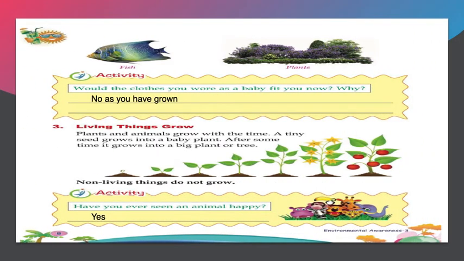Let's learn about the next feature of living things with the help of an activity. Would the clothes you wore as a baby fit you now? No, the clothes you wore as a baby will not fit you now because you have grown. So the other feature of living things is that living things grow. Plants and animals grow with time. A tiny seed grows into a baby plant. After some time, it grows into a big plant or tree, whereas non-living things do not grow.